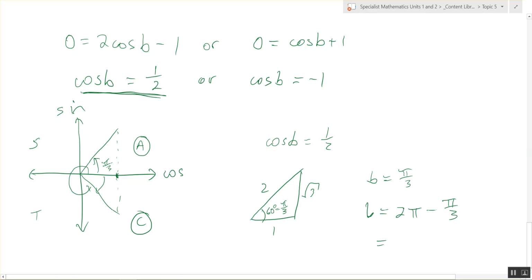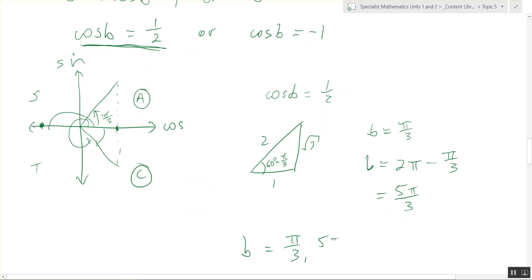Which is the same as 6 over 3 minus 1 over 3, 5 pi over 3. So we've solved this one over the domain. What about the cos b to the -1? To get to -1 on the cos axis, we go 180. 5 pi over 3 or pi.